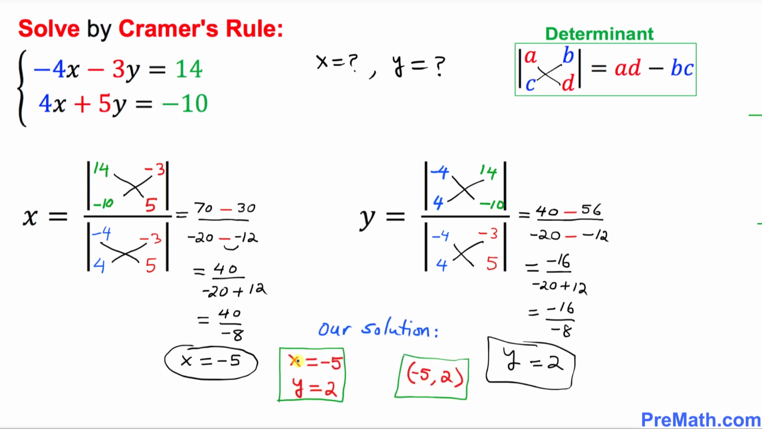Thus our solution turns out to be x equals -5 and y equals 2. If you want to put it in an ordered pair, it's going to be (-5, 2) in coordinates.